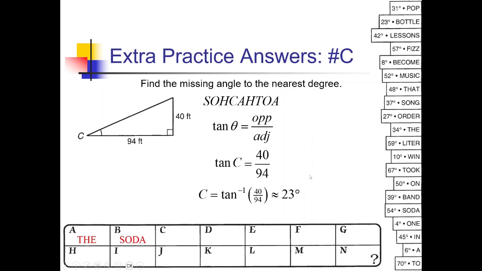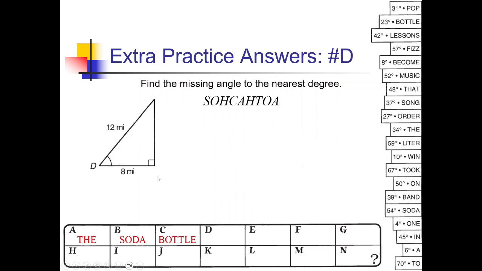23 degrees is right up here. That's bottle. So that's going in spot C. For this problem, we have the adjacent side, the non-hypotenuse part of the angle, and then we also have the hypotenuse. So adjacent, hypotenuse, that's CAH. Cosine equals adjacent over hypotenuse. We have cosine of D equaling adjacent side 8 over hypotenuse 12.